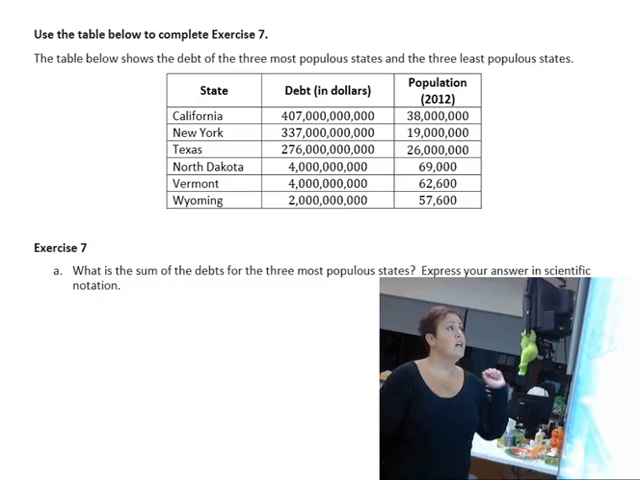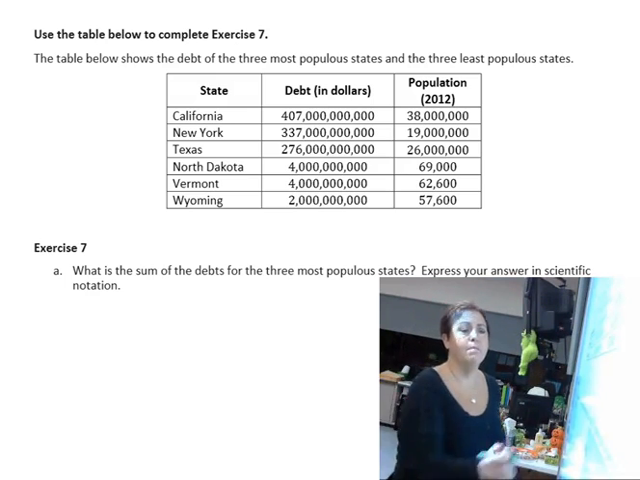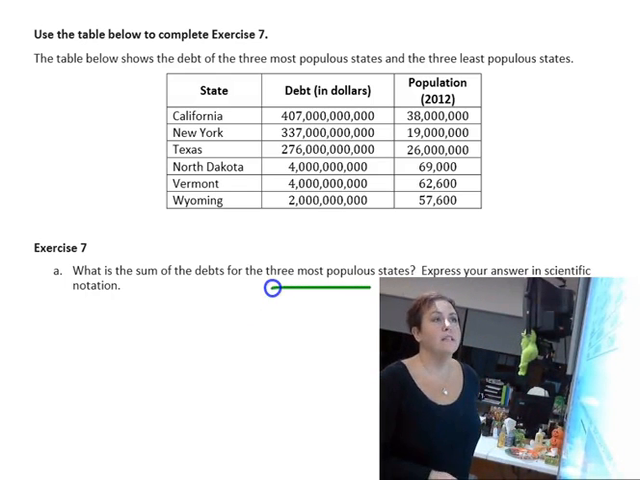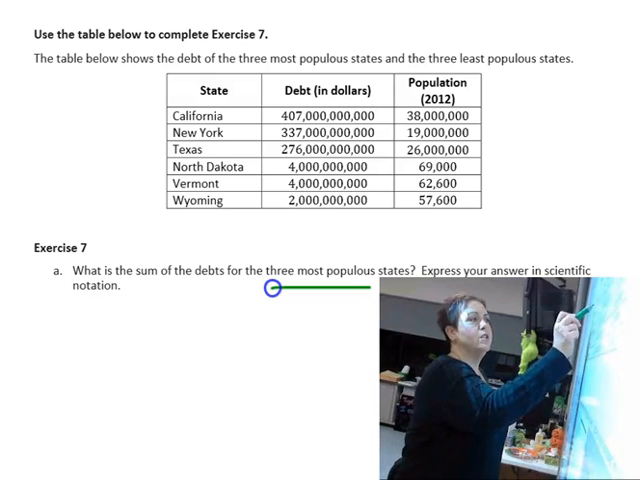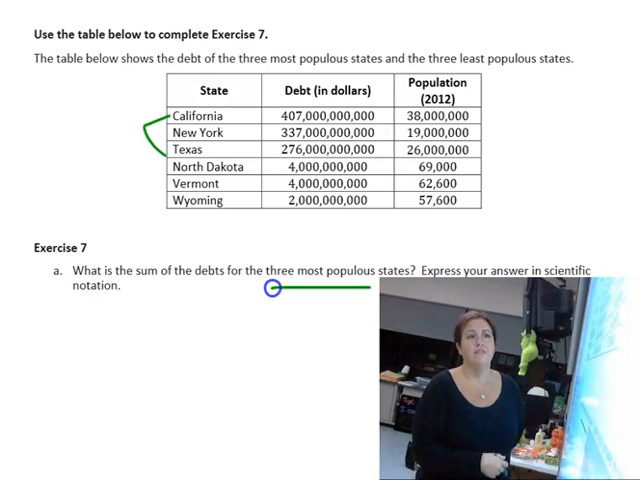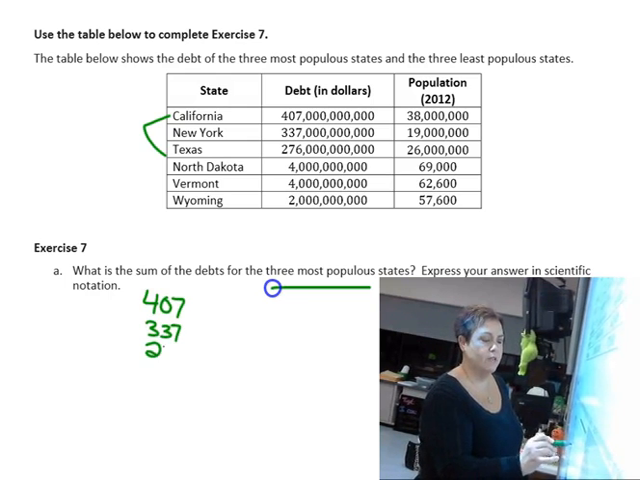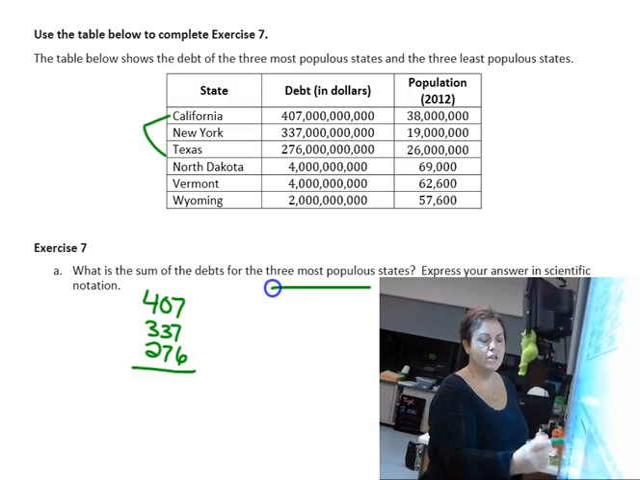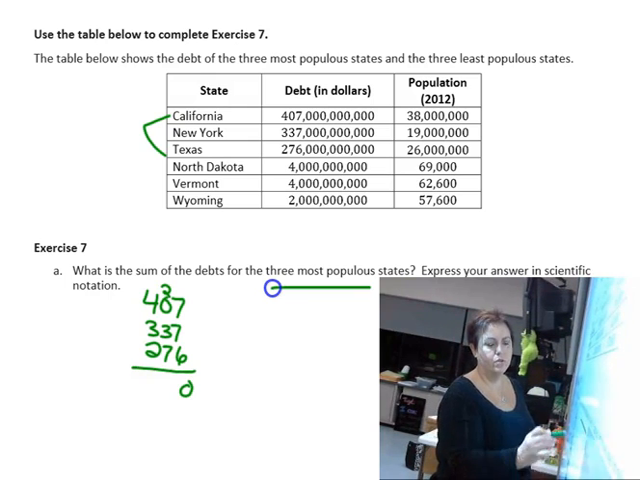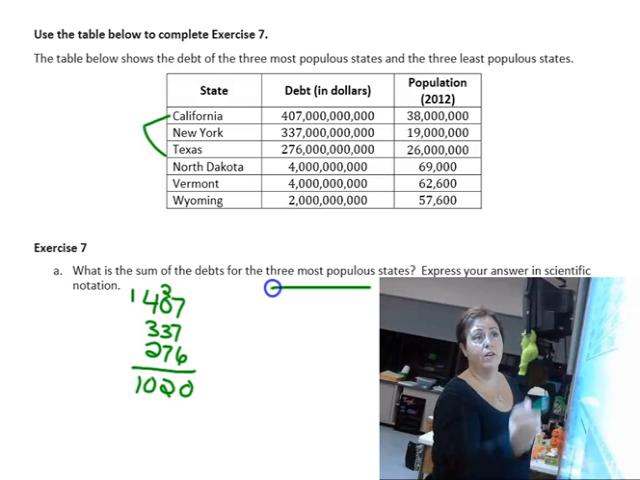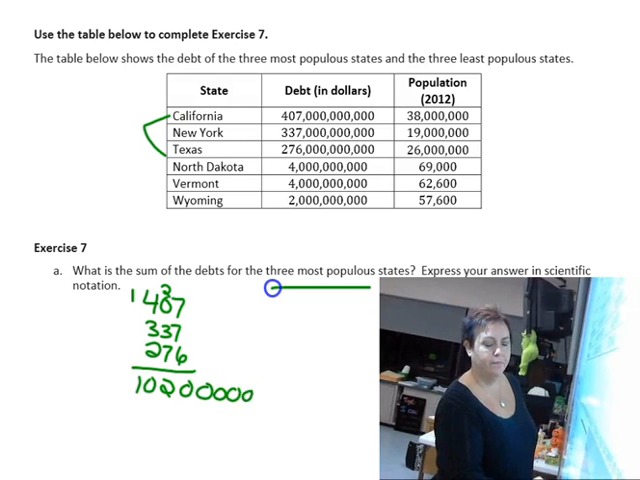All right, so let's take a look over here. Use the table below, which shows the debt of the 3 most populous states and the 3 least populous states. What is the sum of the debts of the 3 most populous states? So we're looking at these 3. The first thing I have to do is add those numbers together. So I'm just going to deal with the 407, the 337, and the 276, and then I'll put the zeros on at the end. So 14, 20, carry the 2, 10, 12, 7, 8, 9. And then if I put my zeros on, there were 9 zeros: 1, 2, 3, 4, 5, 6, 7, 8, 9.